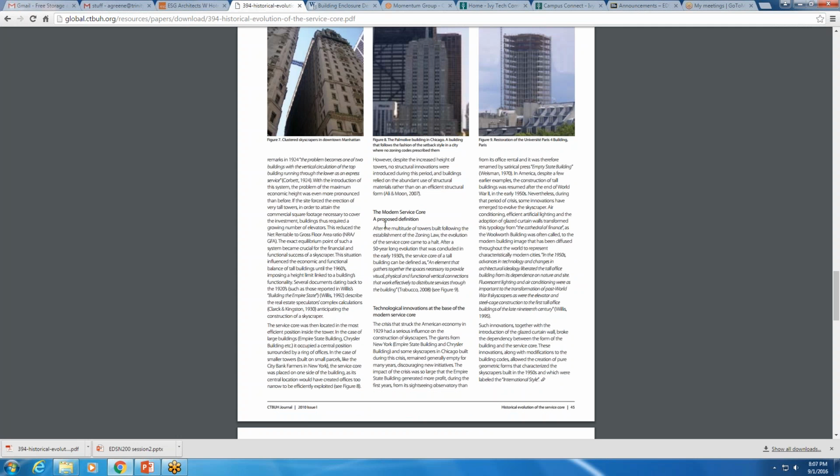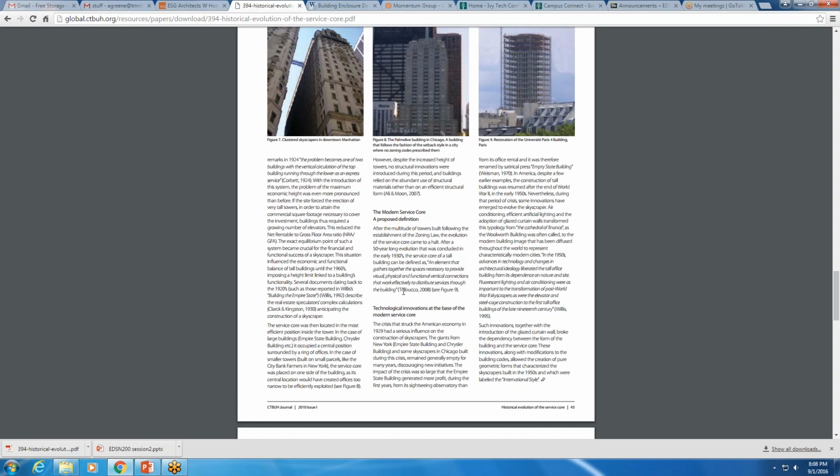So, the modern service core, a proposed definition. After the multitude of towers built following the establishment of the zoning law, the evolution of the service core came to a halt. After a 50-year-long evolution that was concluded in the 1930s, the service core became defined as an element that gathers together the spaces necessary to provide visual, physical, and functional vertical connections that work effectively to distribute services through the whole building.